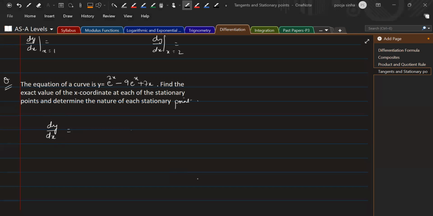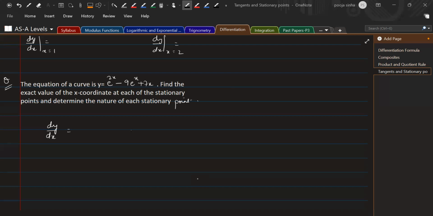If there is a constant next to e raised to x, do we have to differentiate that also? No, you don't have to differentiate. If it's not a variable, then you don't differentiate it. You keep it aside as a constant. Unless it is a variable, you don't have to differentiate. So this second term will remain the same only, right?